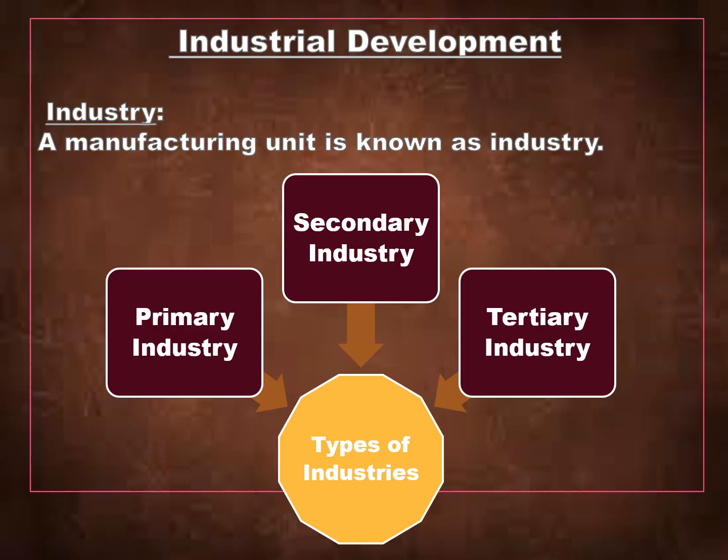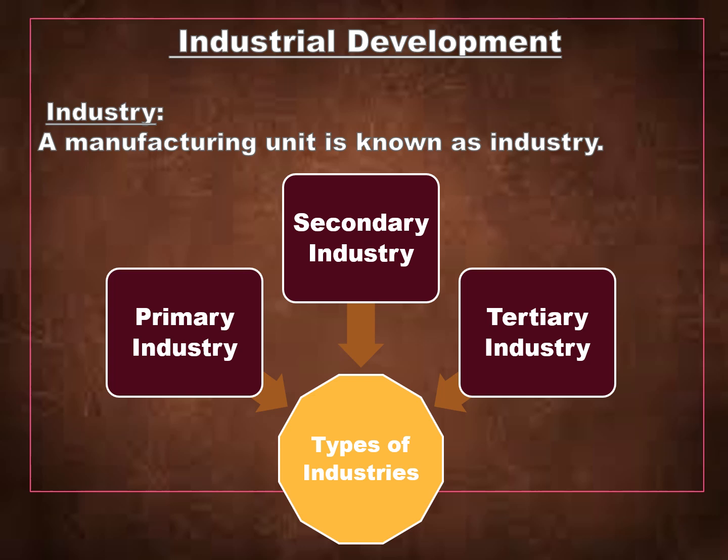So industrial development. Before starting this, we have to see what industry basically is. Industry is a manufacturing unit, and any manufacturing unit, whether it is a small one or a big one, we call it an industry. There are different types of industries: primary, secondary and tertiary industries. Primary industry is an extractive industry including mining, quarrying, agriculture, fishing and forestry, as they are involved in the extraction of raw materials.